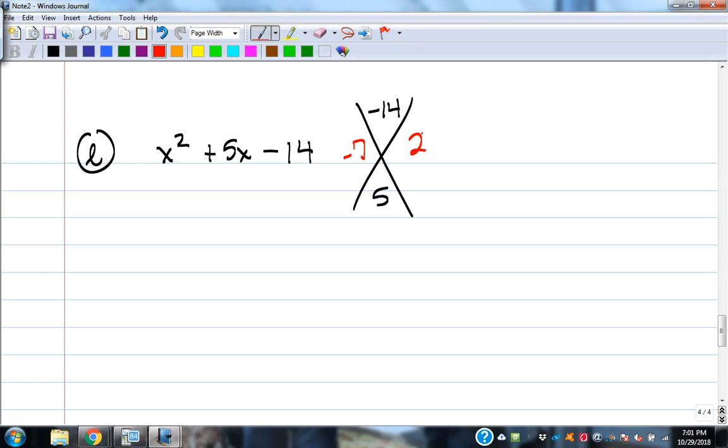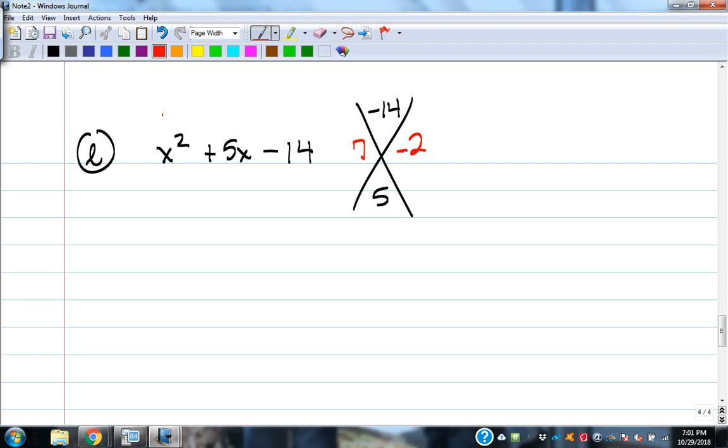Negative 7 times 2 is negative 14. Negative 7 plus 2 is negative 5. So not quite. Reverse the signs. Good. That's exactly what I wanted to hear. Try something. If it doesn't work, you're close. Swap the signs. Now, here's the shortcut that I can show you for this one.